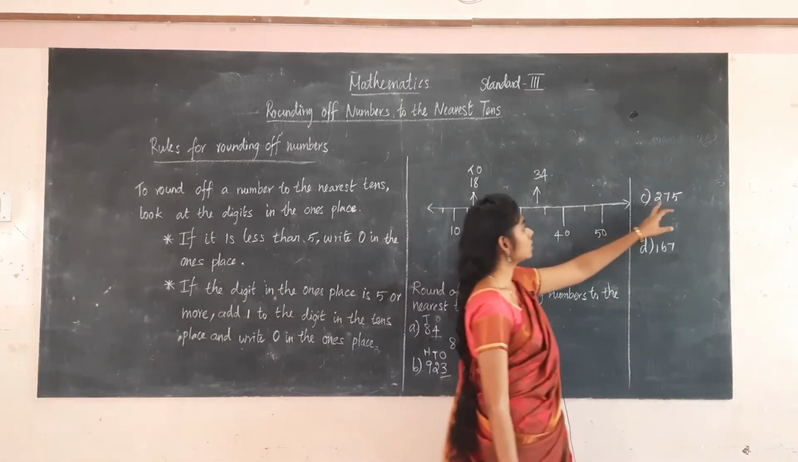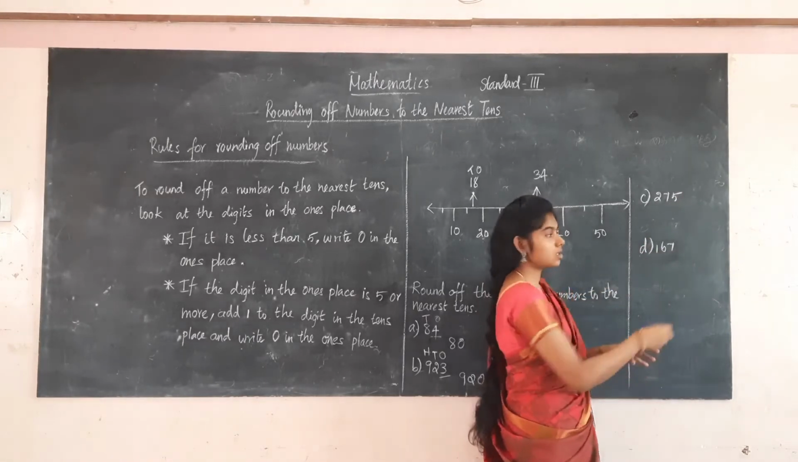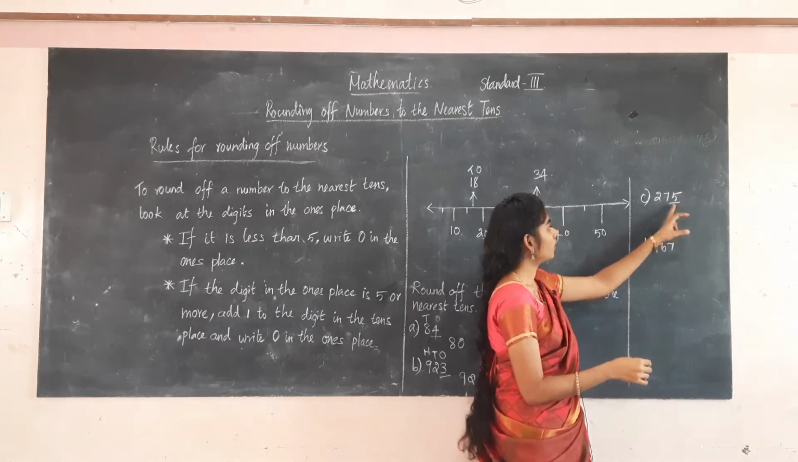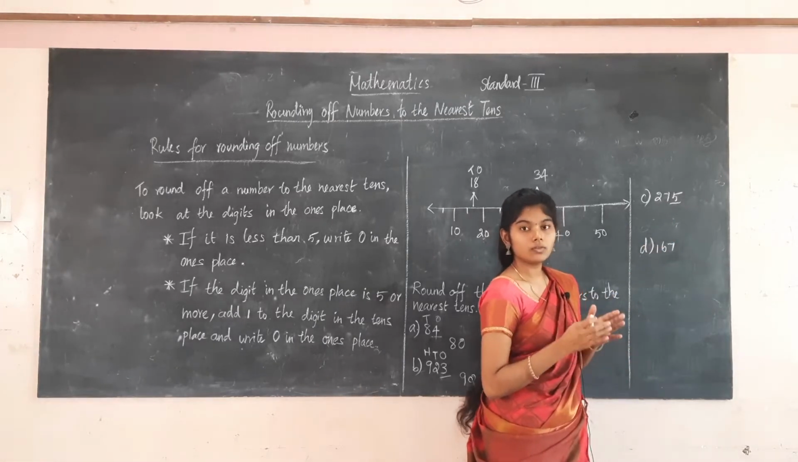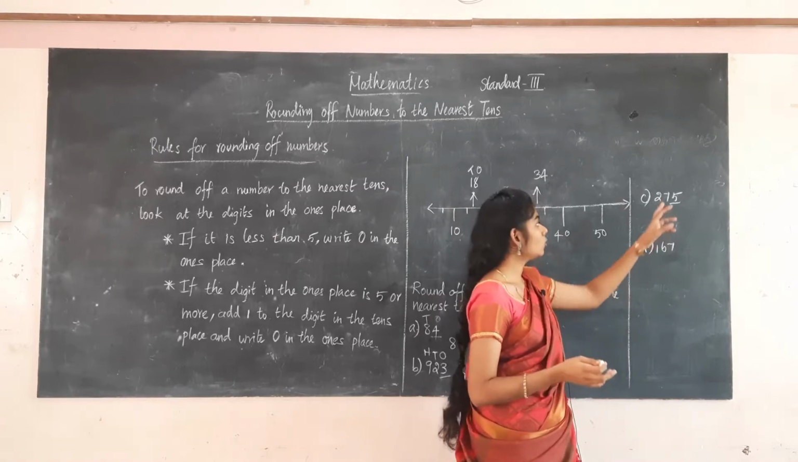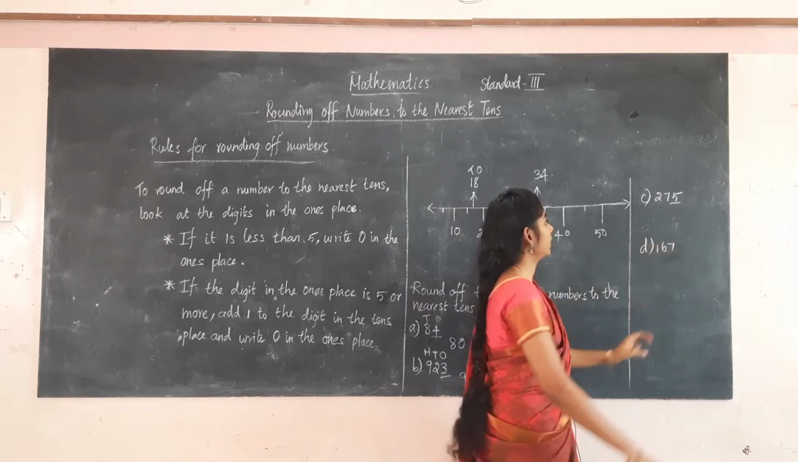Then the next one is 275. Here, what is the number given? 5 is given in the ones place. We have to check only in the ones place. It is 5 here. What is the rule? If there is a number 5 or more than 5, what we have to do?